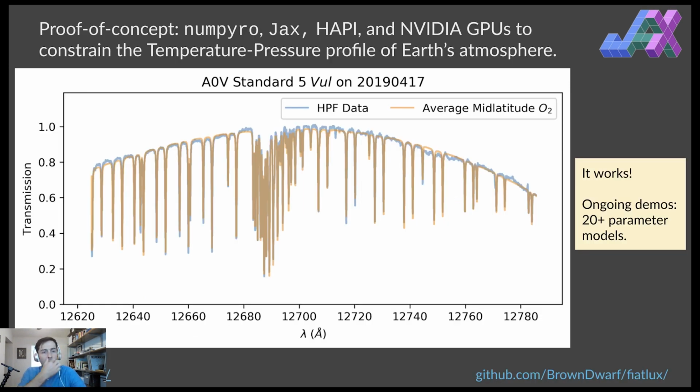We've now done a proof of concept beyond the toy model, using NumPyro, JAX, the HITRAN Python API, and GPUs to constrain the temperature-pressure profile of Earth's atmosphere. This is similar to a TelFit sort of approach, but fitting for 20 plus parameters. And it works. This is still a very early phase proof of concept, and we're excited about moving this towards, for example, brown dwarf models and other things.